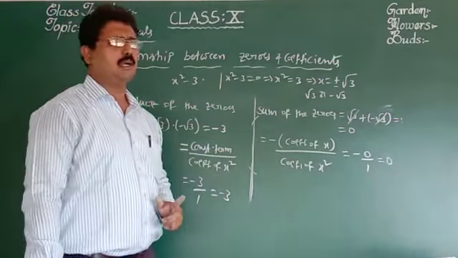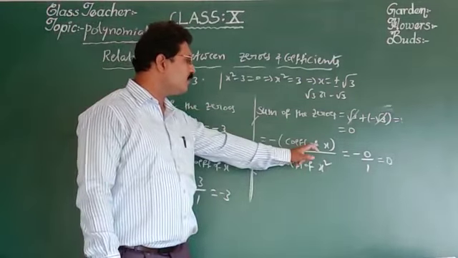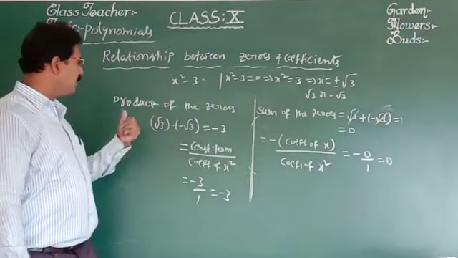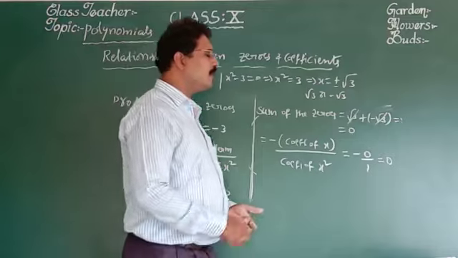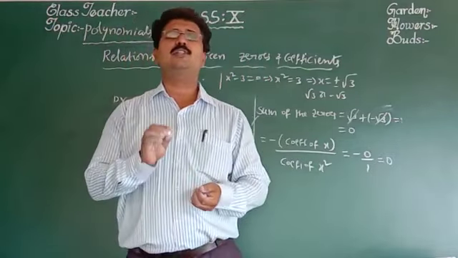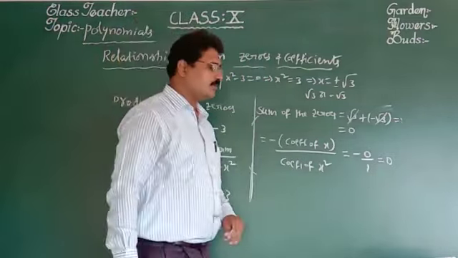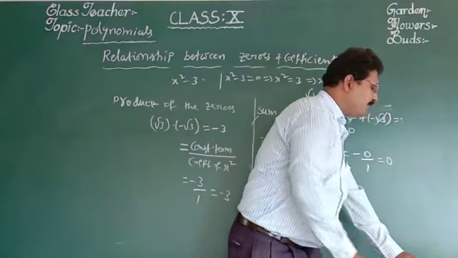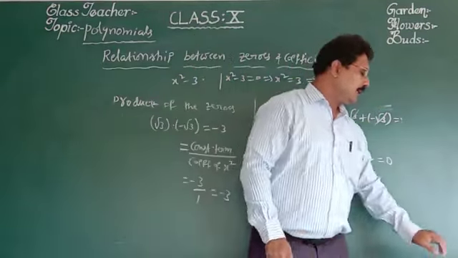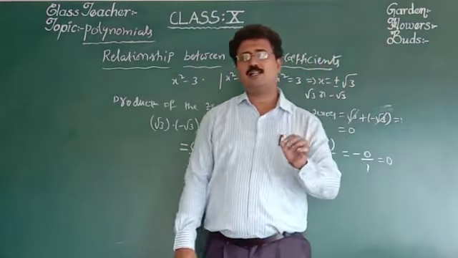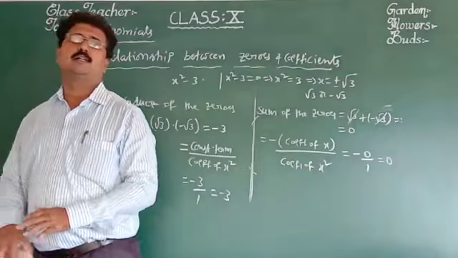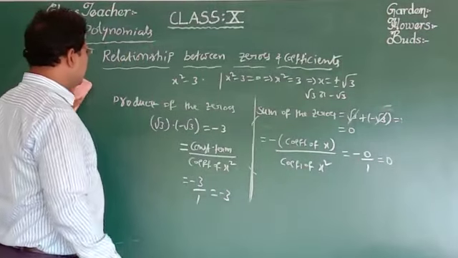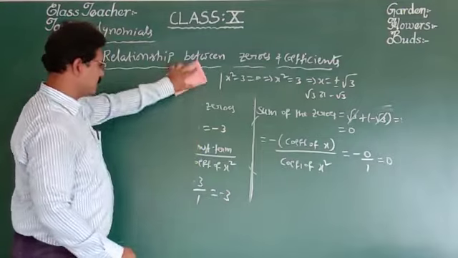So only one thing you remember: the sum of the zeros formula is minus coefficient of x by coefficient of x square, and the product of the zeros formula is constant term by coefficient of x square. So this is the relationship between zeros and coefficients. Now next, see that. In this we have to see how to define this in a polynomial. For example, in general, that is the formula, and please note this down. Next.